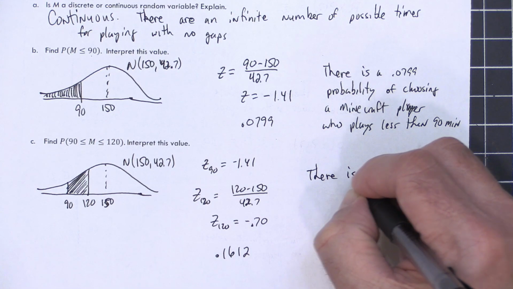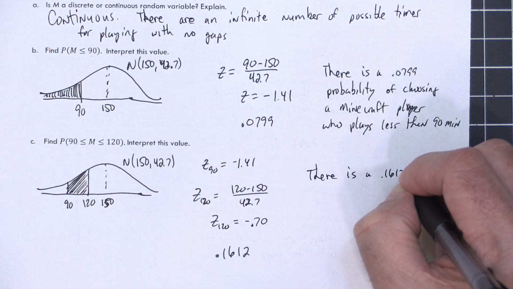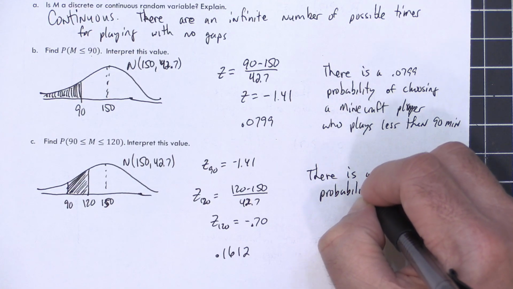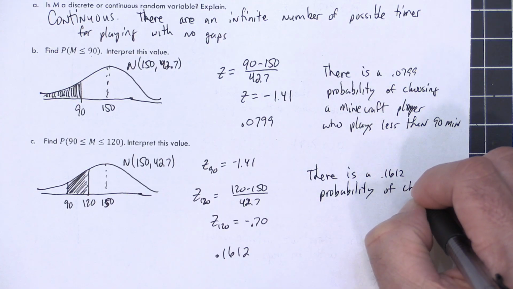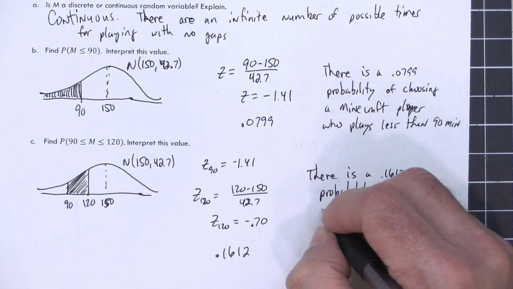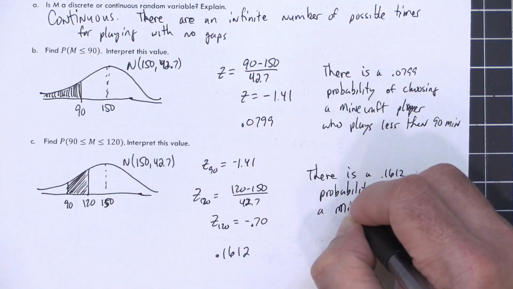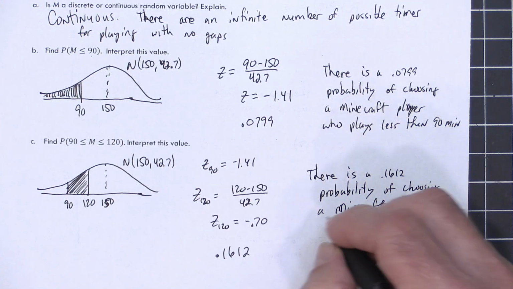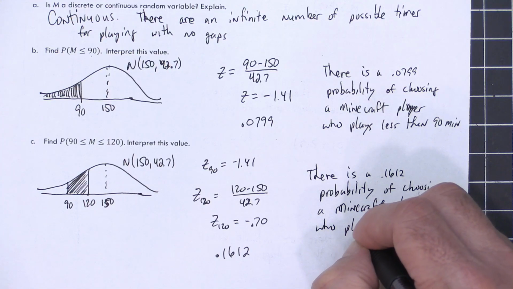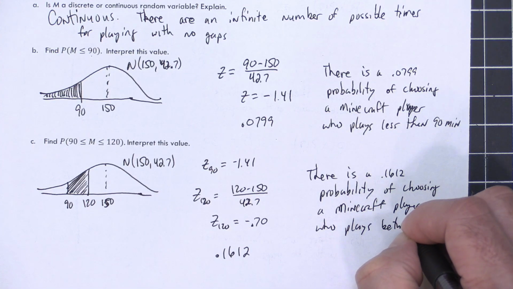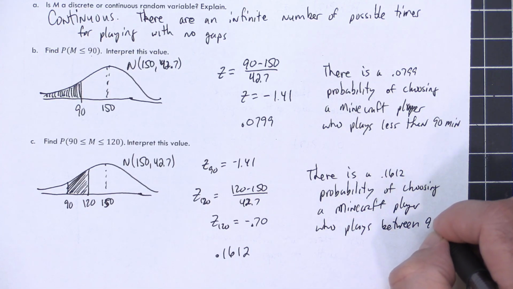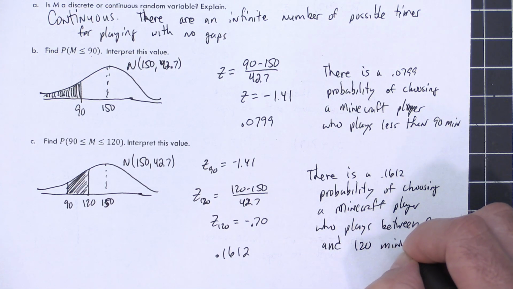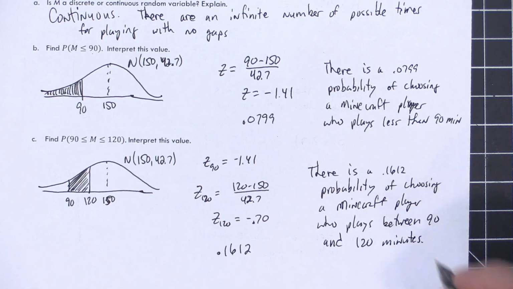There is a 0.1612 probability of choosing a Minecraft player who plays between 90 and 120 minutes.